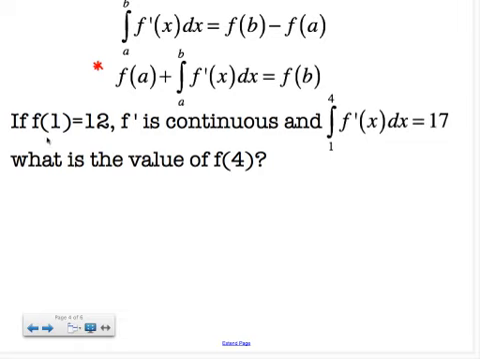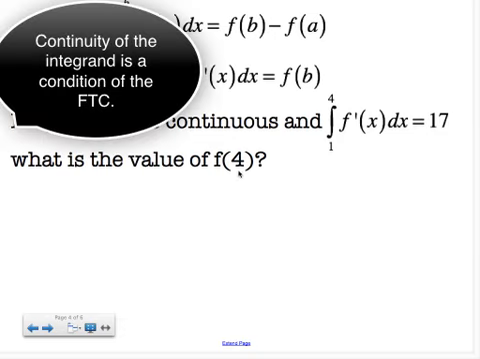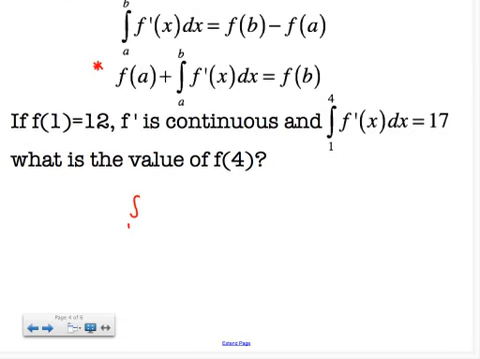So here's an example. If f of 1 is 12, f prime is continuous, and the integral from 1 to 4 of f prime is 17, what's the value of f of 4? So let's do some symbols. We know that the fundamental theorem tells us that the integral from 1 to 4 of f prime of x dx is symbolically equal to f of 4 minus f of 1.